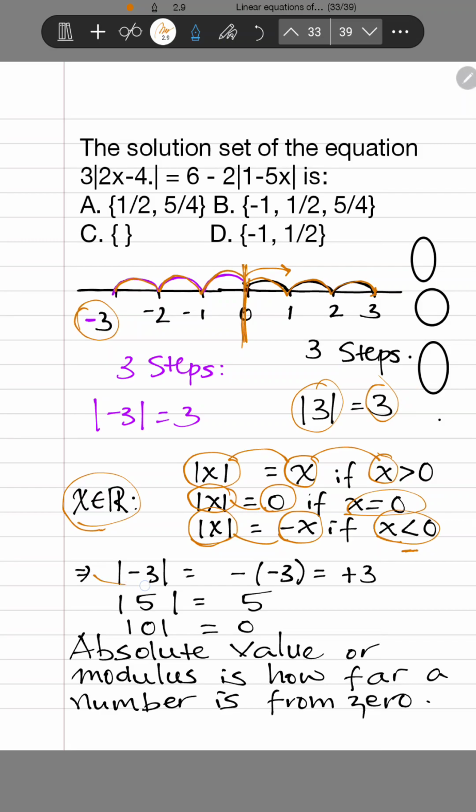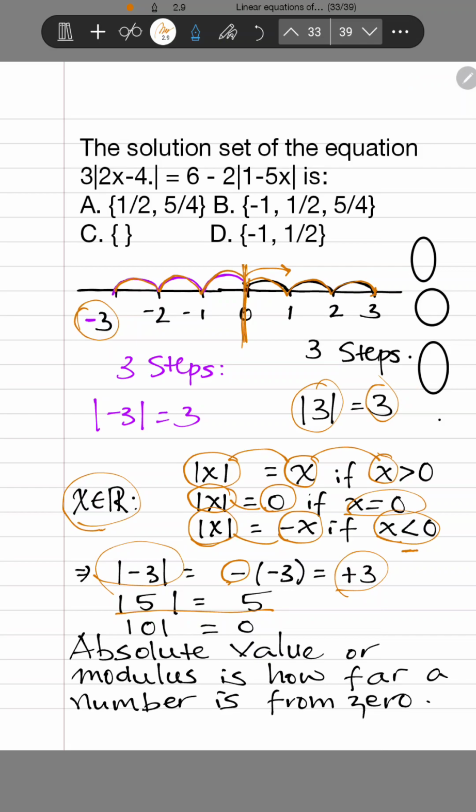That's it. So the absolute value of minus 3 is just multiplied by negative, then it will be plus 3. The absolute value of 5 is 5, the absolute value of 0 is 0. It's just what the definition of absolute value is.